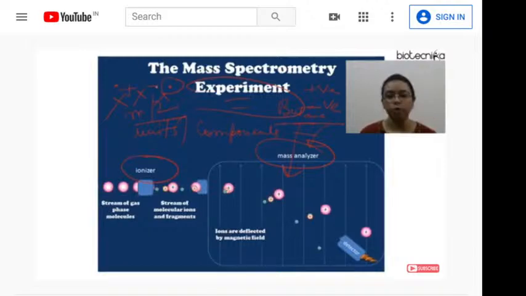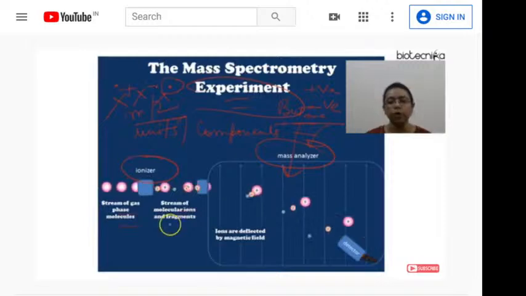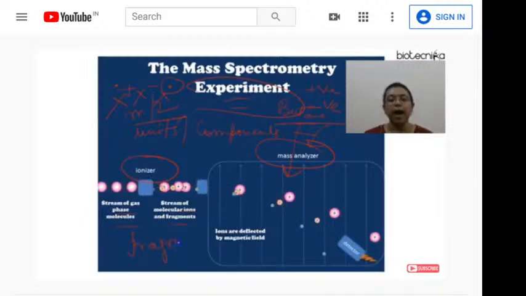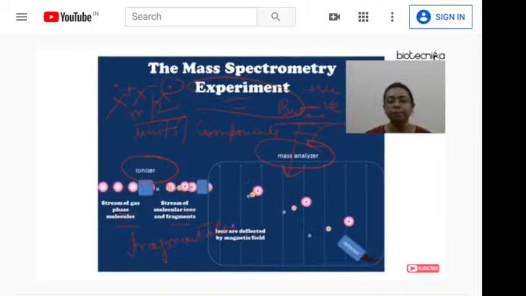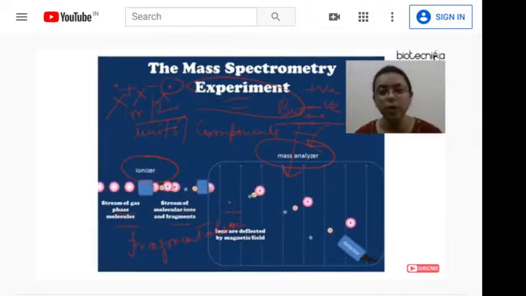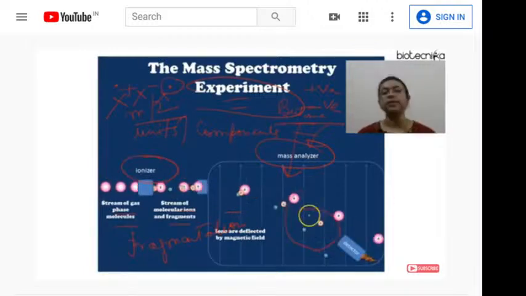So here will be an ionizer. There will be a stream of gas phase molecules, molecular ions, and the most important thing that happens inside it is the fragmentation. The charge gets broken down. I'll be giving you some more insight on this, and there will be a detector that will be able to detect the type of the ions.